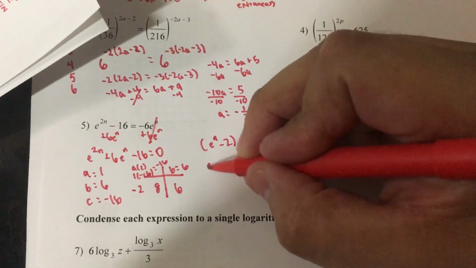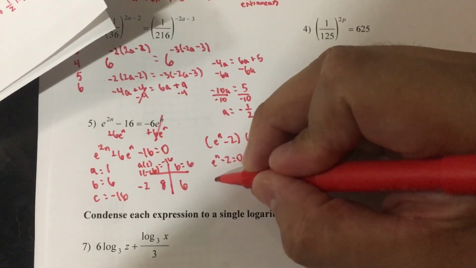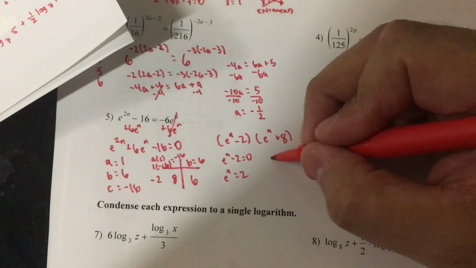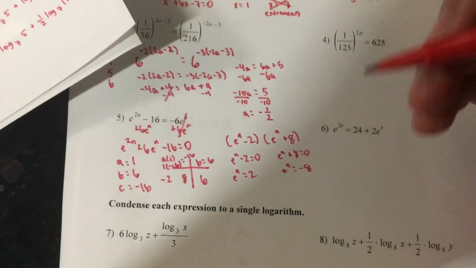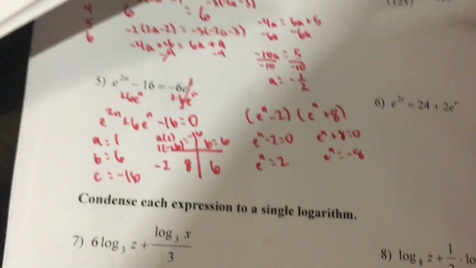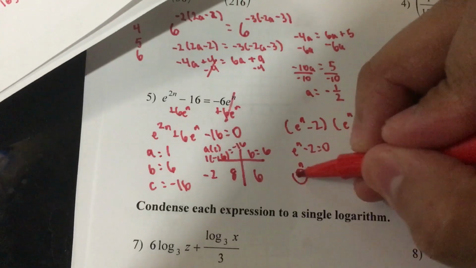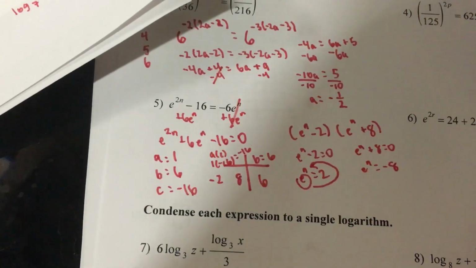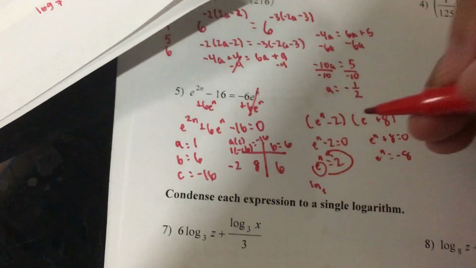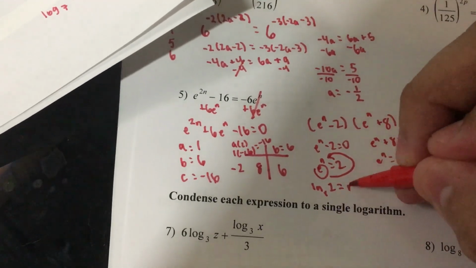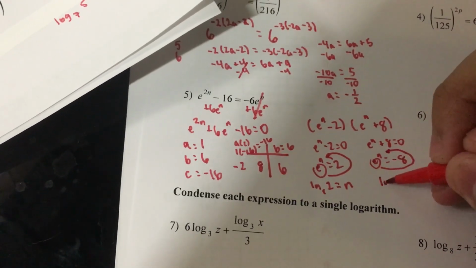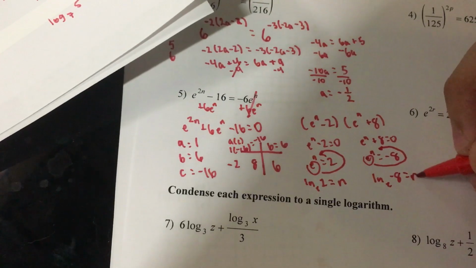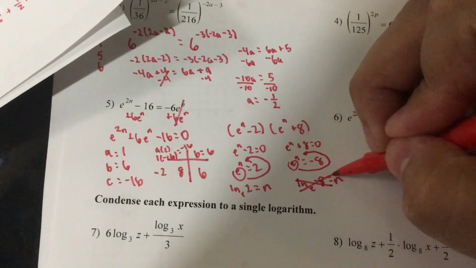And again, I'm going to go ahead and set these equal to 0. So e to the n equals 2, e to the n plus 8 equals 0, so e to the n equals negative 8. And from this point, remember, I'm going to take the ln of both sides. I picked up a 2 equals n. Do the same here: ln of e to the n equals ln of negative 8. And again, guys, I cannot have negatives inside the log, so this right here would be an extraneous solution.